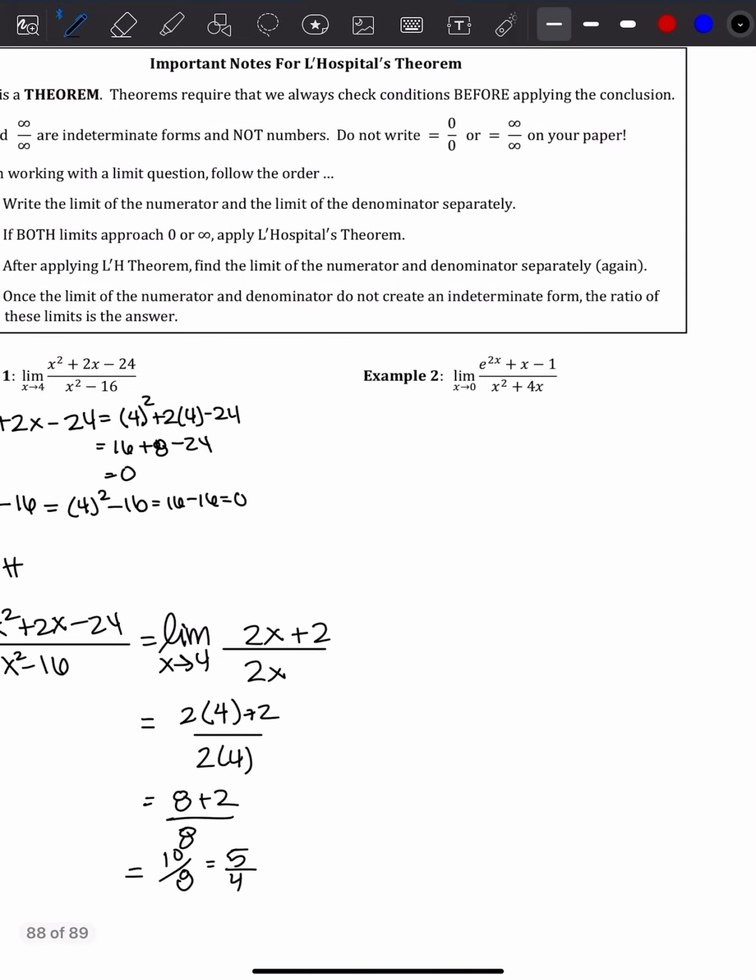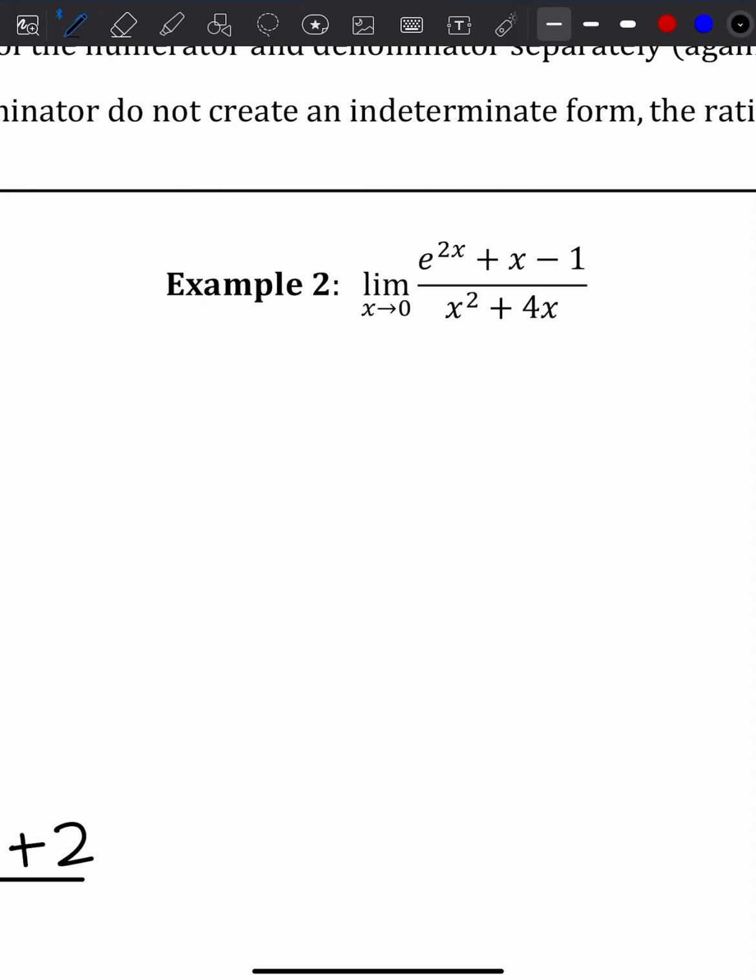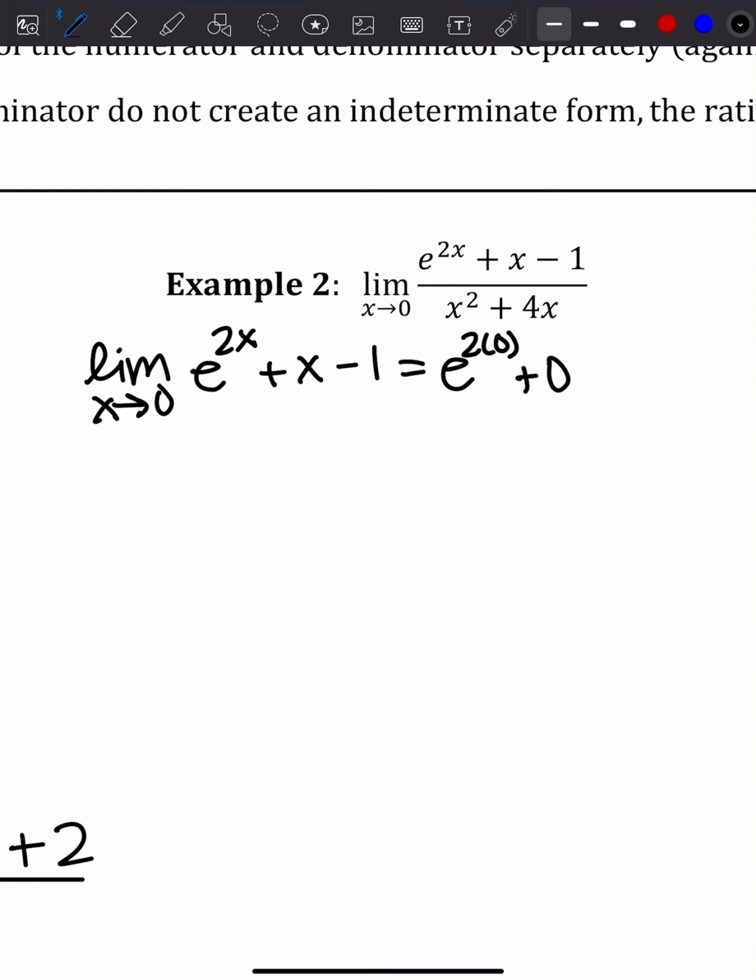Okay, we're going to do the same thing, but with this other function. So the limit as x approaches 0. E to the 0 power is 1, so I know e to the 2 times 0 is going to be 1. So we'd have 1 plus 0 minus 1, all goes to 0. And then there's x's in the denominator, so I know they're both going to go to 0. So we have the limit as x approaches 0 of e to the 2 times x plus x minus 1, e to the 2 times 0 plus 0 minus 1.